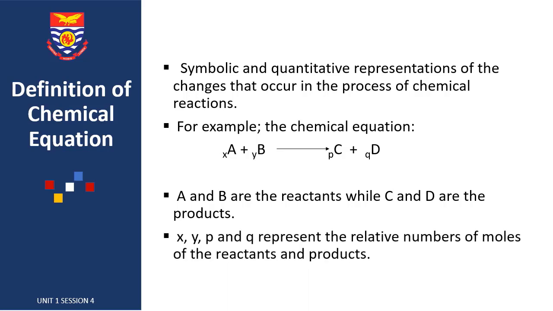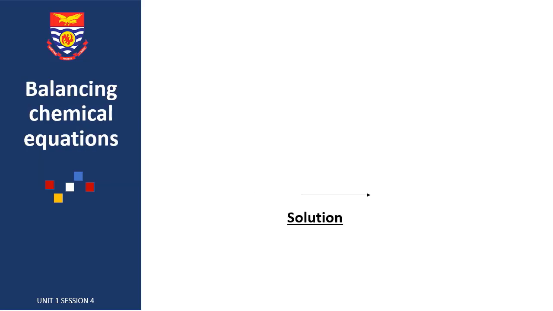Now, what about the x, y, p, and q? They represent the relative numbers of moles, or the stoichiometric coefficients, of the reactants and the products. So that is for chemical equations. Now when you write a chemical equation, you cannot just leave it like that. There is one thing that you need to do, that is to balance the equation.